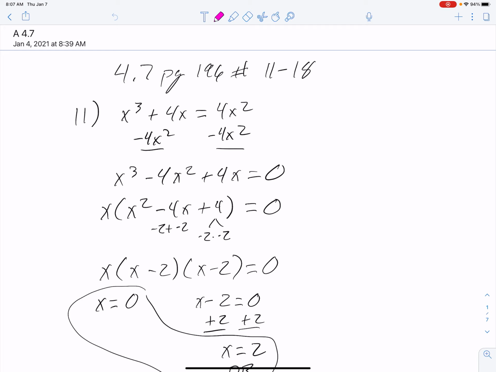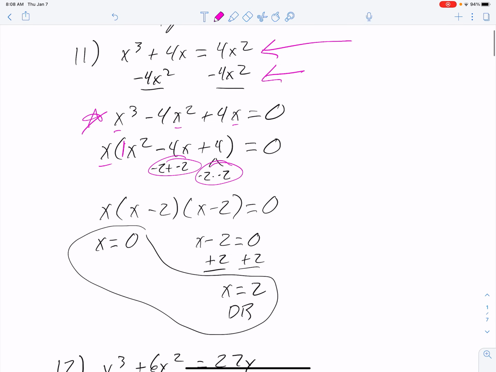So number 11. Since I'm not already set equal to 0, and I've only got the one piece on the right side of my equal sign, I'm going to go ahead and subtract that 4x squared and write my polynomial in descending order. Since I see an x in every single term, I can factor out an x, and now, conveniently, my lead coefficient is 1, so I just need my factors of 4 that add up to -4, so that's -2 and -2.